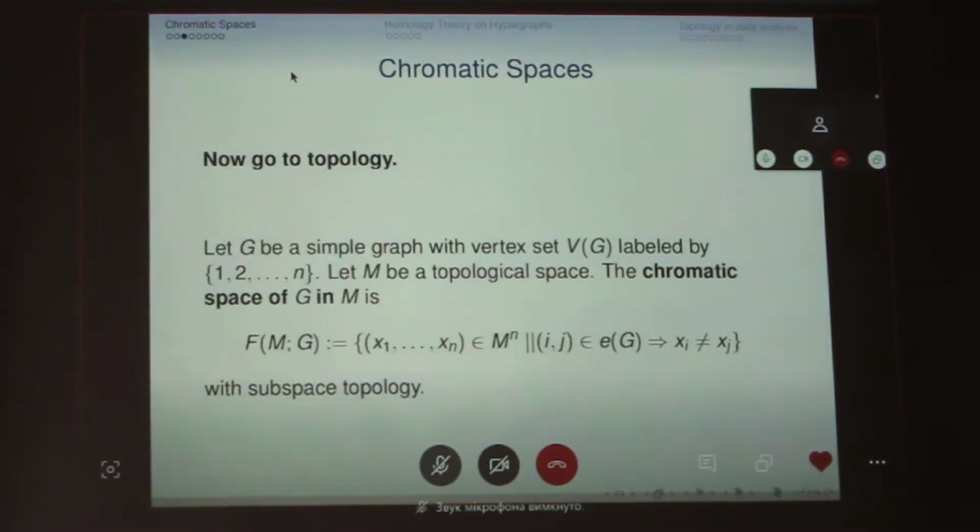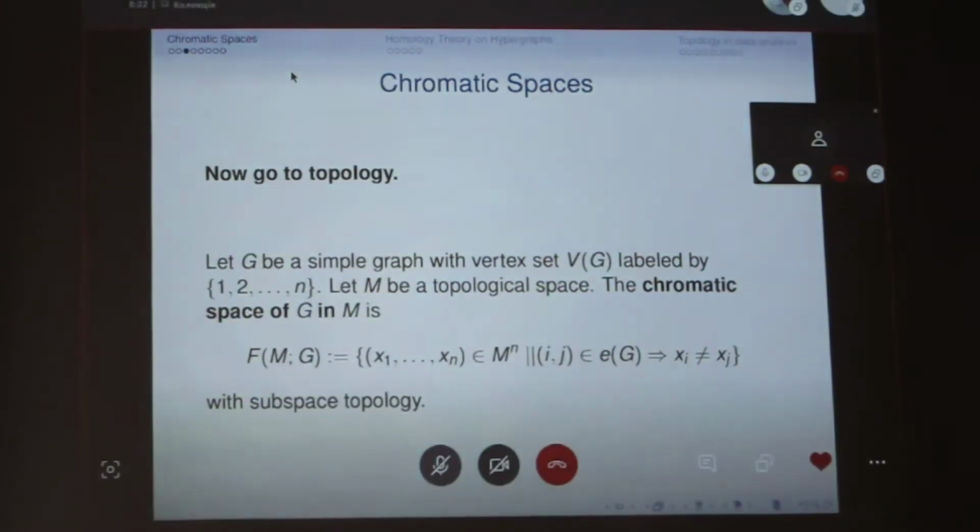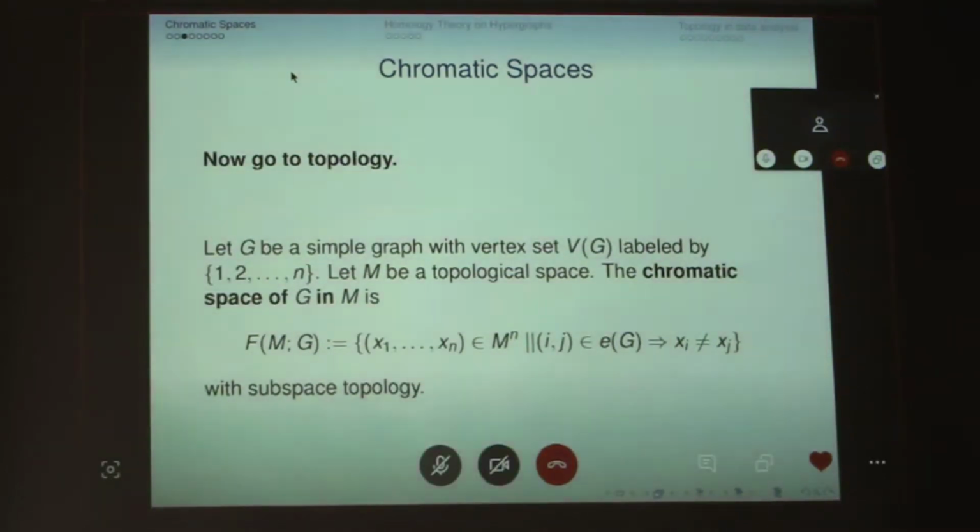This construction gives a topological space, right? It is a subspace of the n-fold Cartesian product. So if you look at the definition, suppose that G is the complete graph with vertices labeled by 1, 2 up to n. This is just the usual configuration space. So we can think about this as an extension of the configuration space.